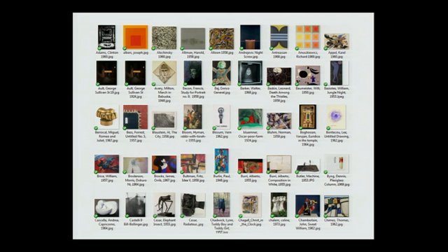Next, let me see what I did next. Next, I decided I wanted to look at taste. And taste is an interesting thing.